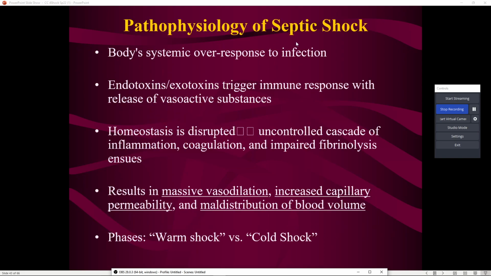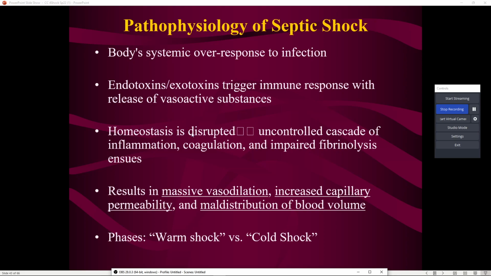So what happens during shock? Okay. Systemic response to infection. Localized, not a problem. Infection starting to take over tissue, bradykinin release. Body's overreaction even further. Endotoxins and exotoxins trigger full-blown immune response. Vasoactive substances. Hey, almost sounds like anaphylaxis. It is. It's almost like anaphylaxis. Almost not. It's not anaphylaxis.